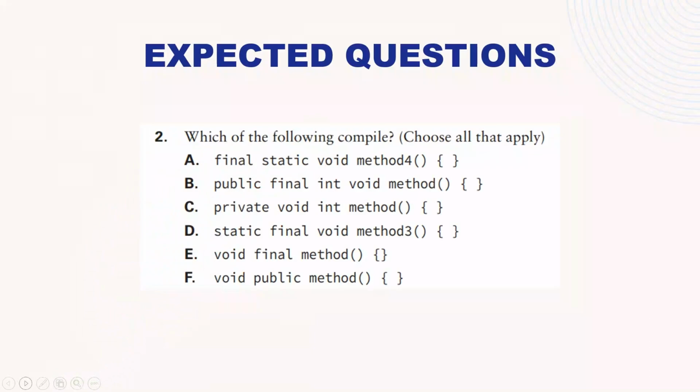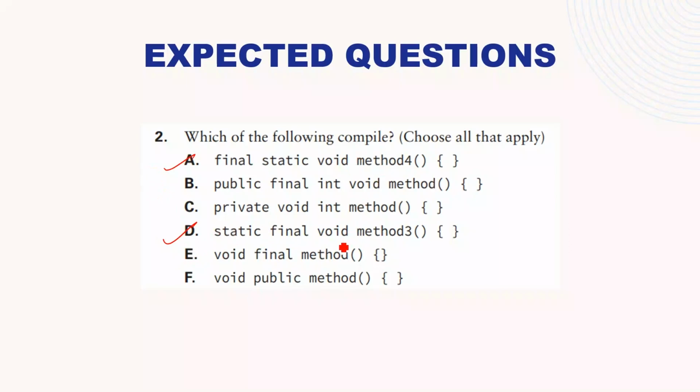Which of the following compile? It just says you have to find out which of the following statements compile. If I read through the options, guys, I would say A and D are the options which compile. These are correct because the optional specifiers are allowed in any order, first of all. So it can be static final or final static. So static final is fine.